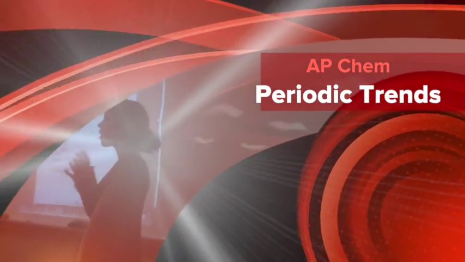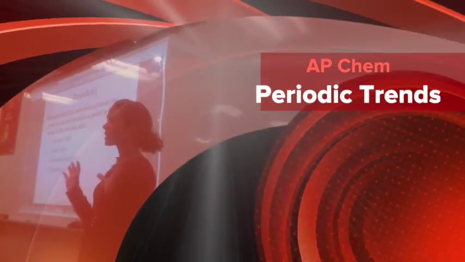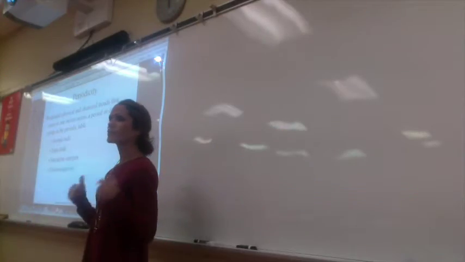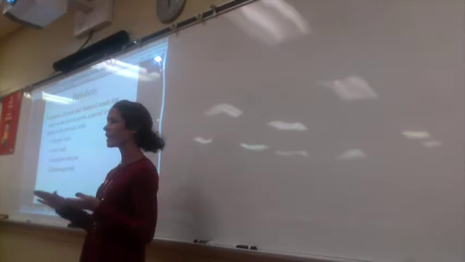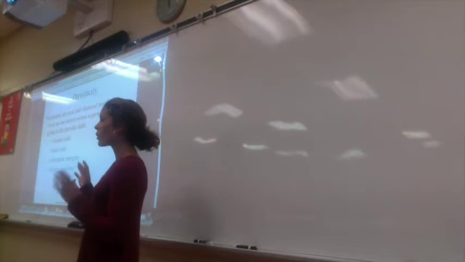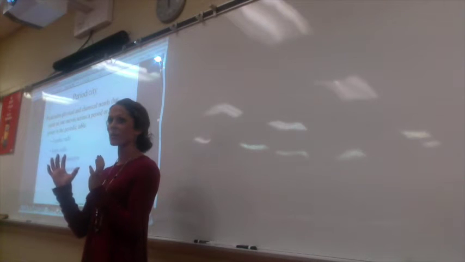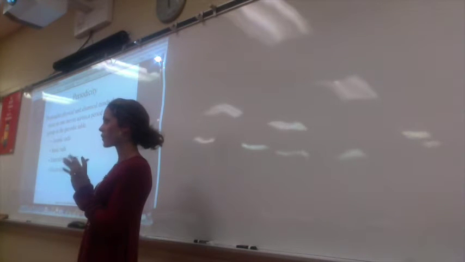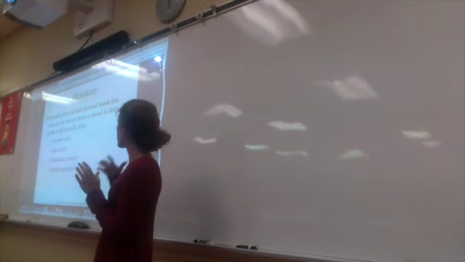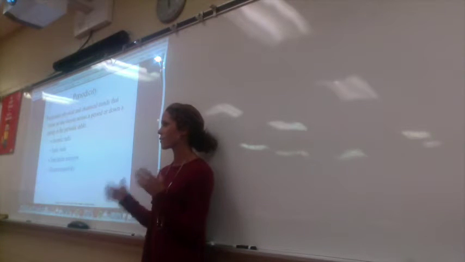Electronegativity all kind of centers around the atomic radii trend. If you can explain atomic radii, you'll be fine for all the other trends. The only thing that you'll have to do is tie in your justification at the end with, because of these things, therefore, ionization energy is this, or ionic radii is this, or electronegativity.